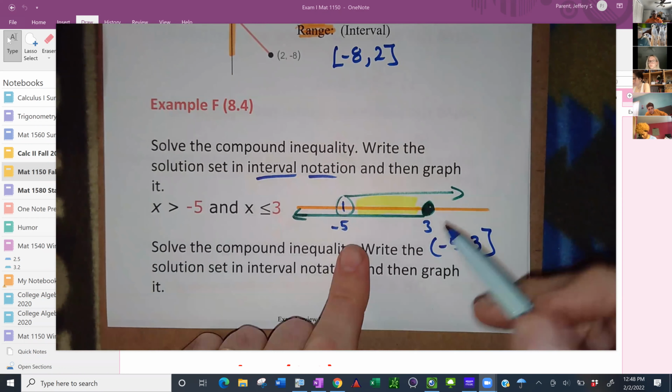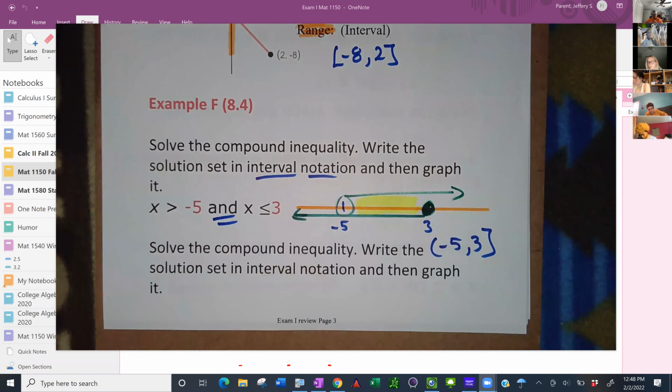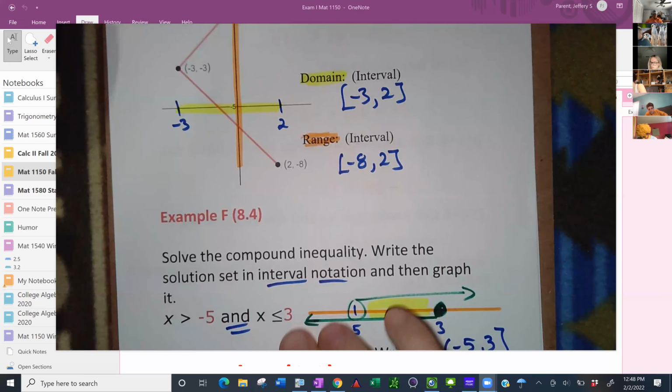Now there's a difference between the and and the or. The and is always easier. It's easier to think about the intersection. The union's a little bit more of a pain.